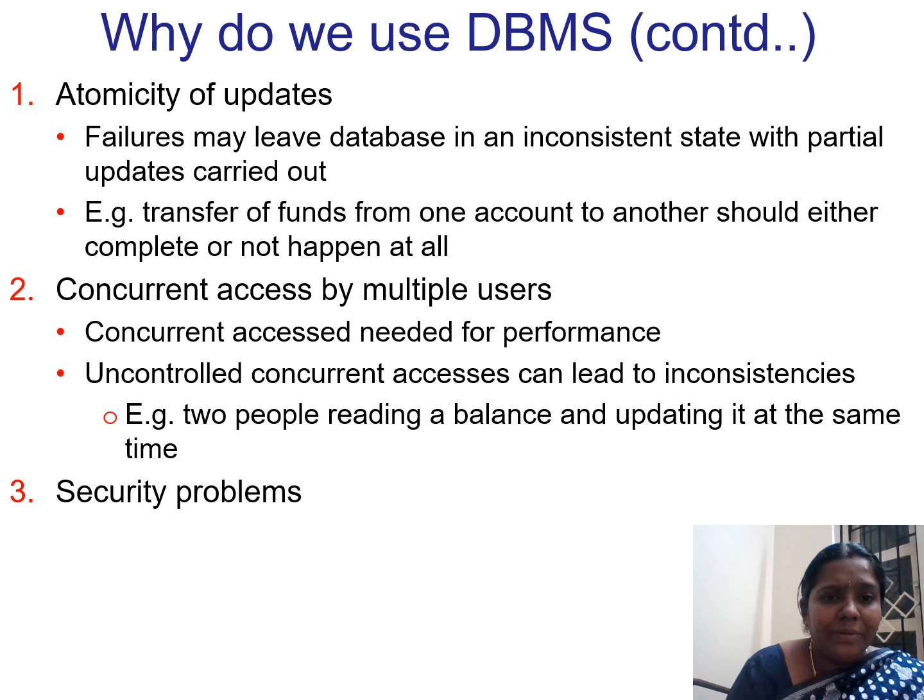One is atomicity of updates, the next is concurrent access by multiple users, and the next is security problems. With atomicity of updates, failures may leave the database in an inconsistent state with partial updates carried out. For example, in a fund transfer, if the update is not done atomically, it may be reflected in one account and not in another. So the transaction must be indivisible, and each data item must have a single value. Concurrent access means multiple users can access the data at a time and also perform operations on it, which can lead to inconsistency and security problems.